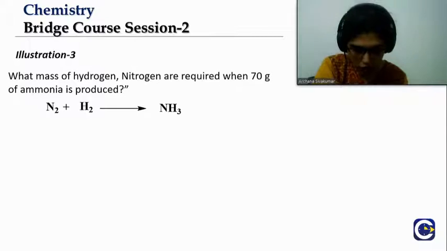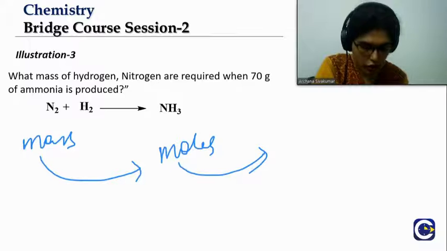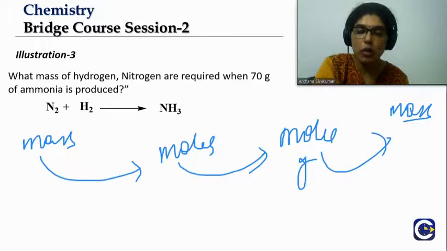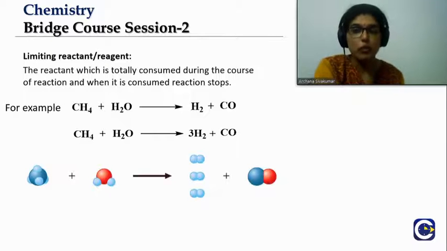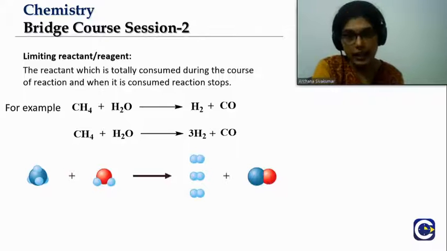So we convert whatever is the mass into moles and then use the molar ratio to find the moles of the desired substance and then convert it into mass. If you have to convert more than one mass, you can use the law of conservation of mass to do it. Now, the next topic we are going to look at is limiting reactant.